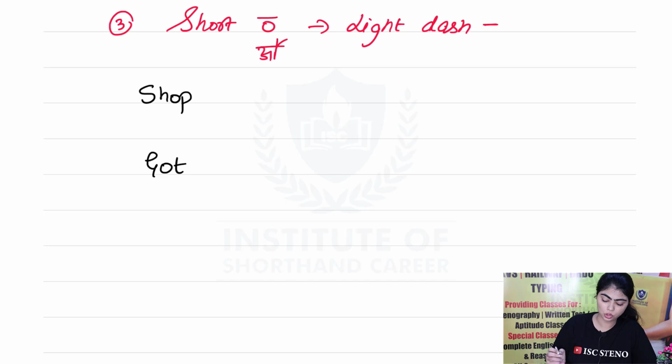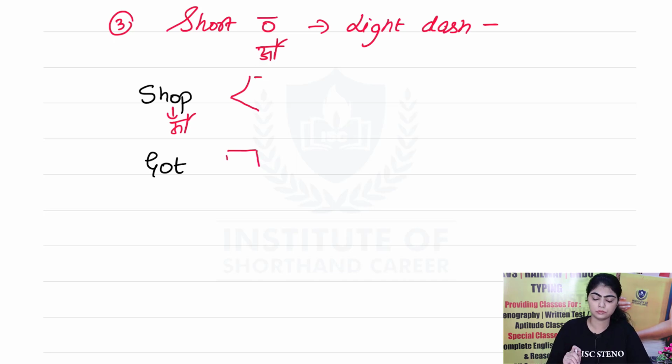Now see, for the word shop, shaw or sound is coming. So SH is on the first place, that's why this stroke is above the line. Shaw or and rest P can follow. This is shop, okay? Just make a light dash. Similarly, got, G, O and T, got, okay?